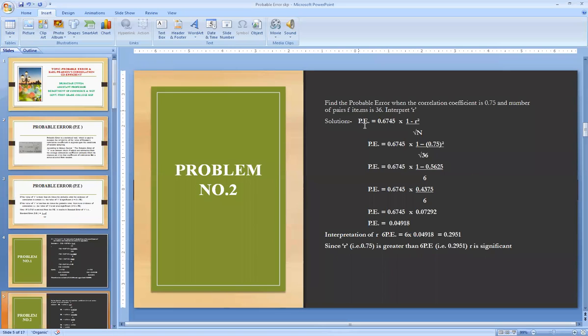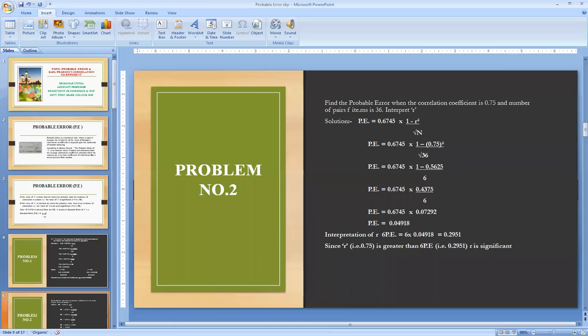Let us substitute the values in the probable error formula, that is 0.6745 into 1 minus r square divided by root n. PE equals 0.6745 into 1 minus, the value of r is 0.75 square, divided by the number of items they have given, that is 36, root 36. Then PE equals 0.6745 into 1 minus, multiplying 0.75 two times, we get 0.5625, divided by 6.